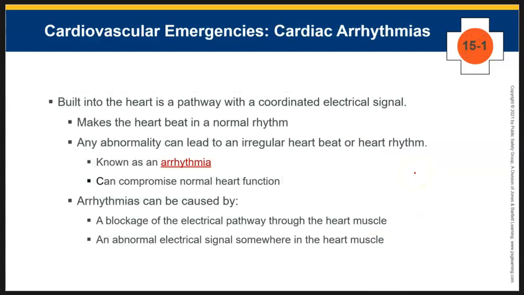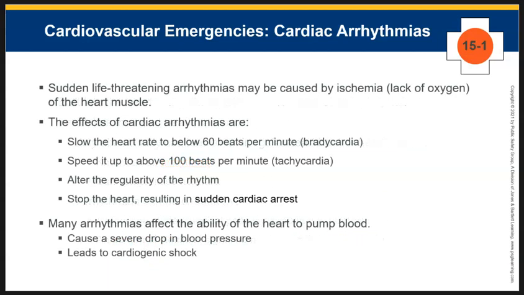Now, in addition to that, we need to consider the possibility of a cardiac arrhythmia. If we take this apart, here's this prefix a or an, which in medical terms means without. So we have a heart without rhythm. It is irregular. Those arrhythmias can be caused by blockage of the electrical pathway or an abnormal electrical signal. Sudden life-threatening arrhythmias can be caused by the ischemia we've described before.